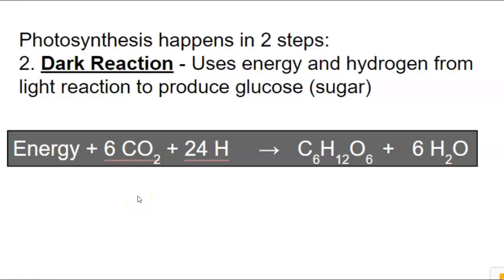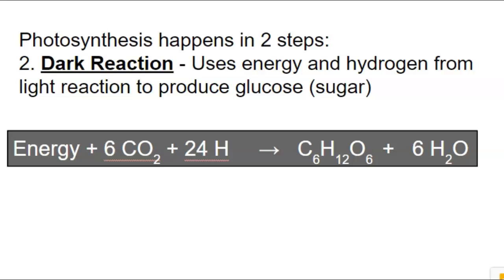If you remember back to the activity we did for the light reaction, we took the water molecules, we split them apart, we made oxygen, and then we had leftover hydrogen. We took the energy, the hydrogens here, and then our CO2 and combined it to make sugar. We also ended up with some leftover water molecules as well.